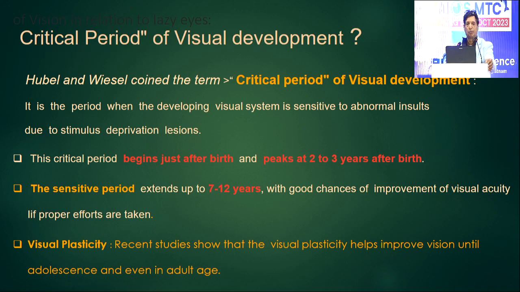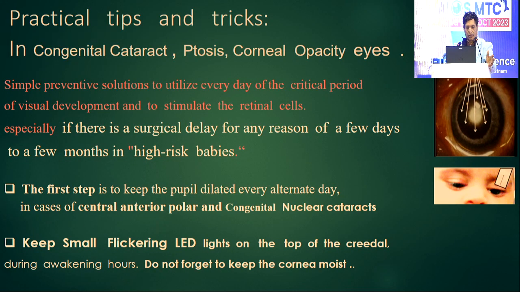Then one more thing, people nowadays say that there is visual plasticity in adolescents and adults also. But it is very difficult, and goes on becoming more and more difficult. There are certain practical tips and tricks, simple preventive solutions, to utilize every day of the critical period of visual development and to stimulate the retinal cells.